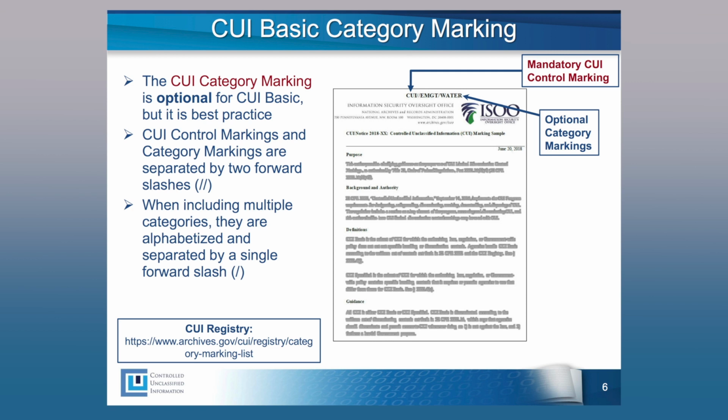In the example on the slide, there are 2 categories of CUI Basic indicated by the markings EMGT and Water, which indicate that in this document there is Emergency Management and Water Assessment CUI.